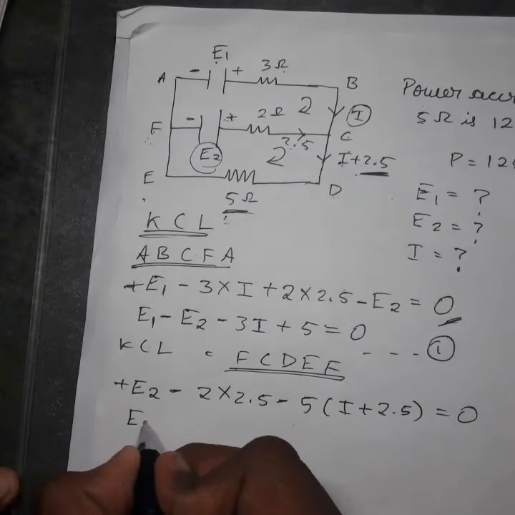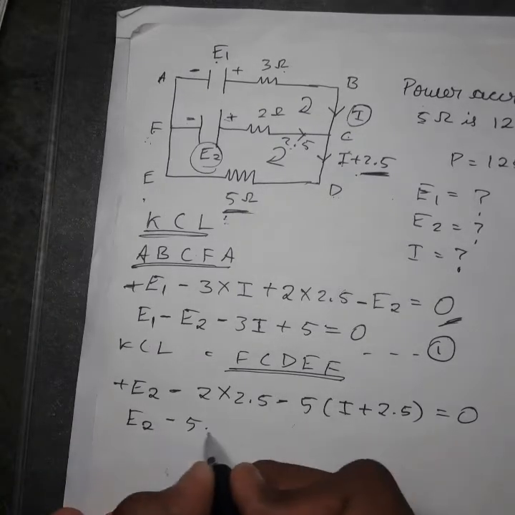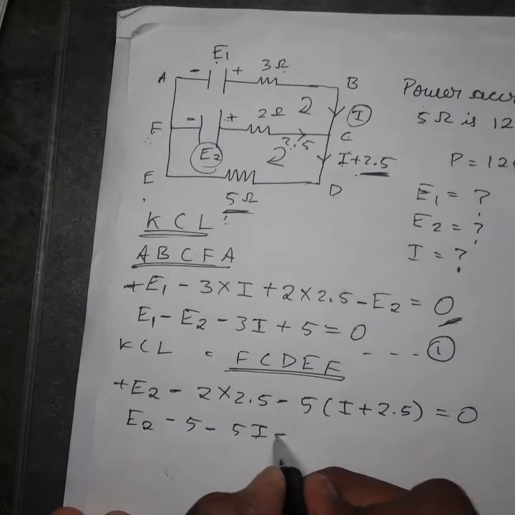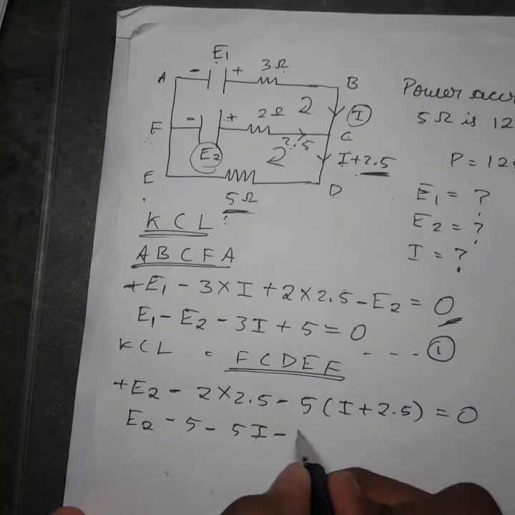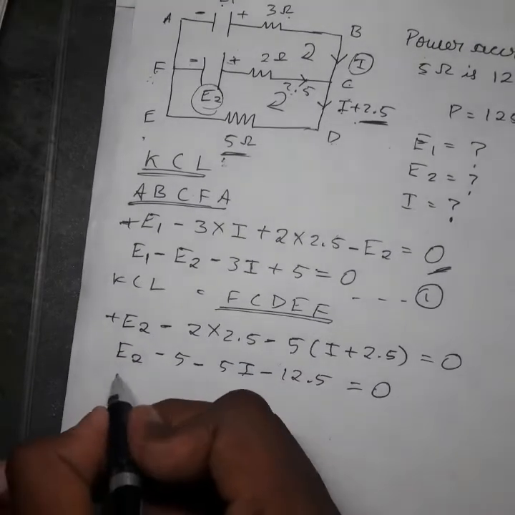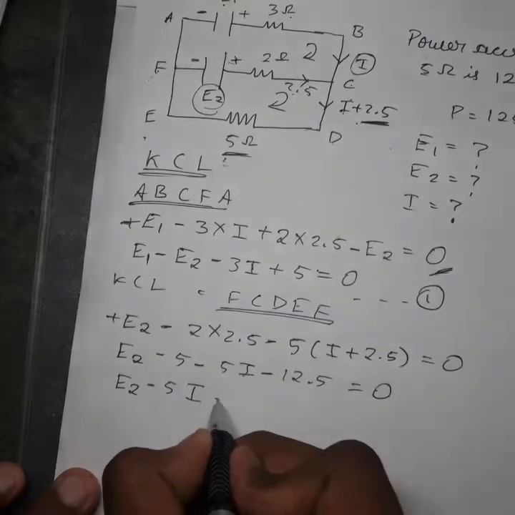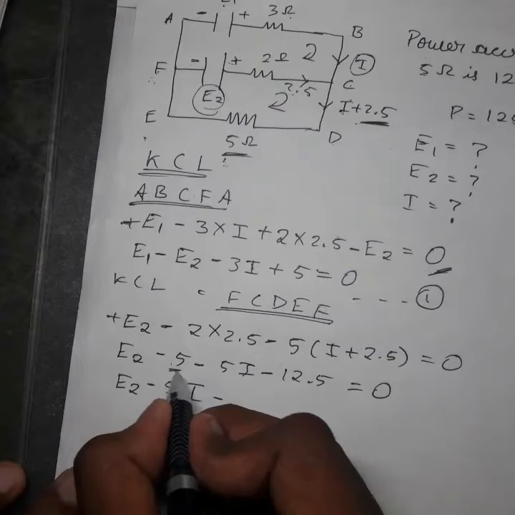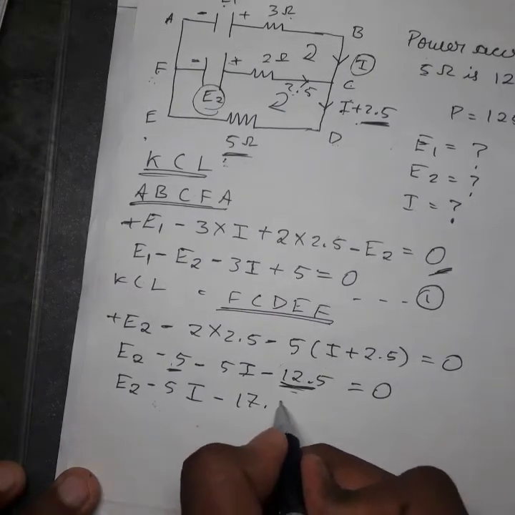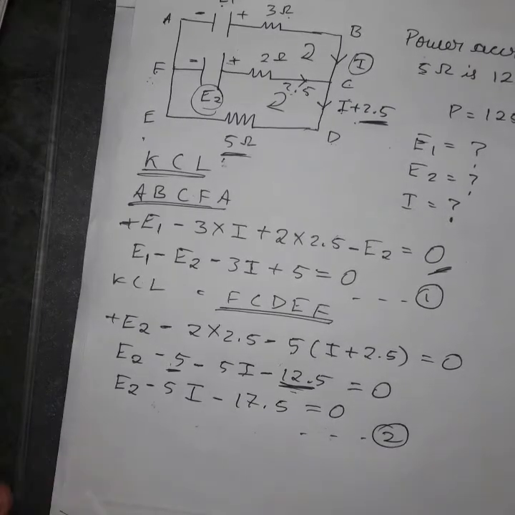And simplifying this, E2 minus 2 into 2.5 is 5, minus 5 times I, plus into minus is minus, 5 times 2.5 is 12.5, which equals 0. E2 minus 5I minus 5 minus 12.5, it is minus 17.5, which equals 0, and this would be my second equation.